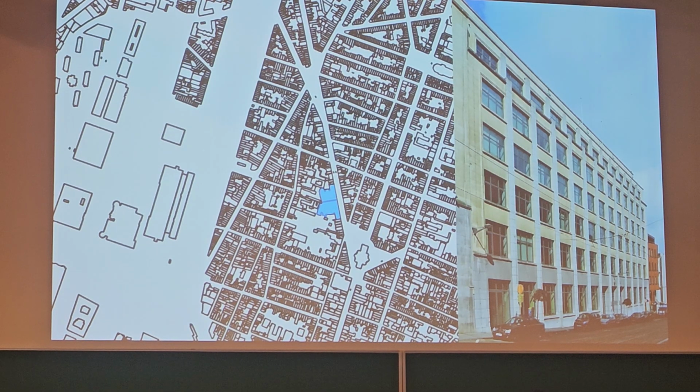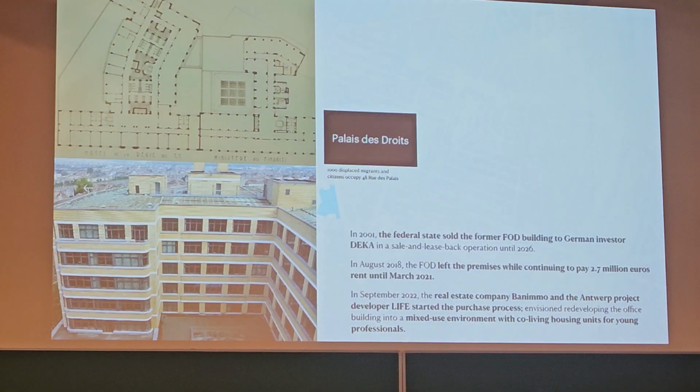And so this is the building of Palais de Droit. It used to be a tax office from the government, and then they sold it in a sale and lease back agreement. So we sell it to you, but we're going to lease it back. And then they occupied it for a little bit, but they continued to pay the rent of like 2.7 million euros that was paid without occupation. So a lot of money was put into this abandoned building that was sitting there.